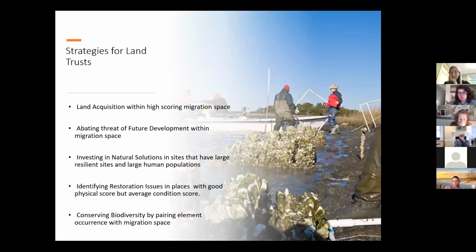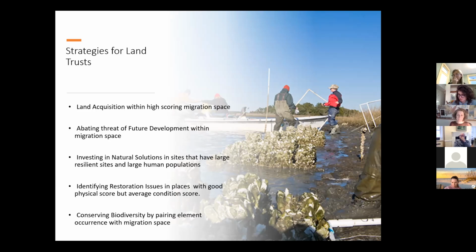So how do we see Land Trusts potentially using this tool? Obviously, we see Land Trusts thinking about land acquisition within high scoring migration spaces. That's an obvious use of the tool. We want to make sure and secure the pathway for future migration. We see them thinking about ways to abate threats of future development within migration space or within buffer areas.